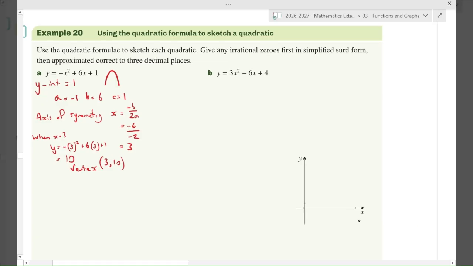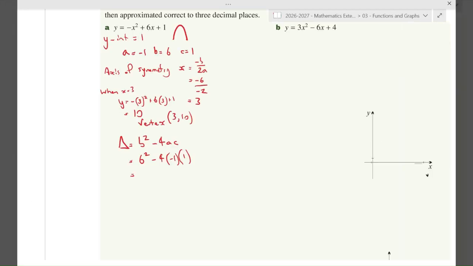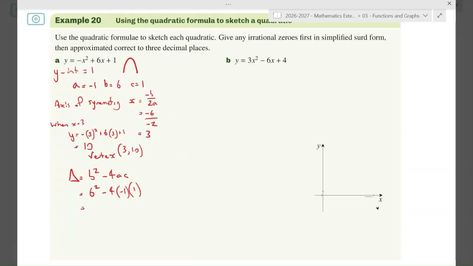What's the next thing we're going to do? We need to find the x-intercept, and we're using the quadratic formula. So what do we find first? Discriminant equals b squared minus 4ac, which in this case will give us 6 squared minus 4 times minus 1 times 1. Everyone happy with that? Yeah. Which gives us what? 36. Yep, 6 squared is 36.